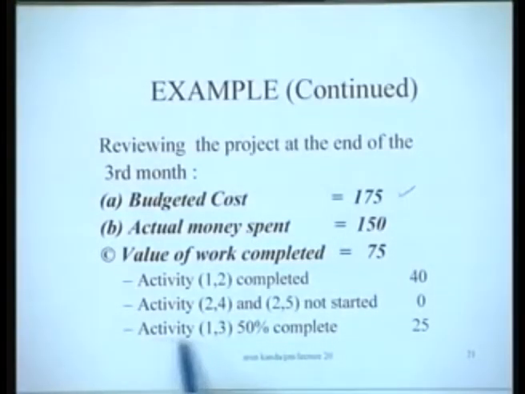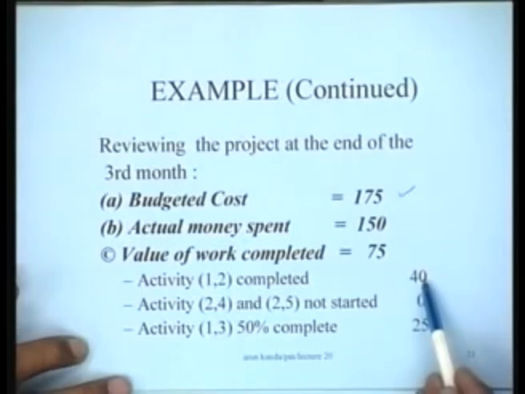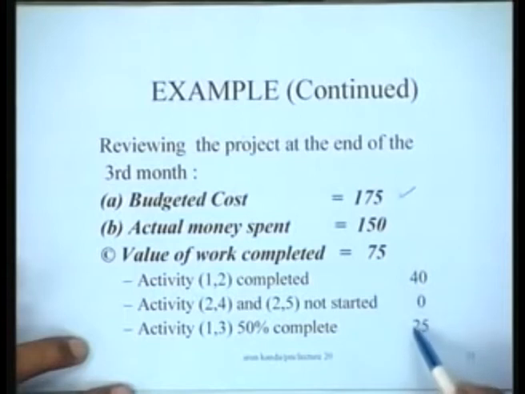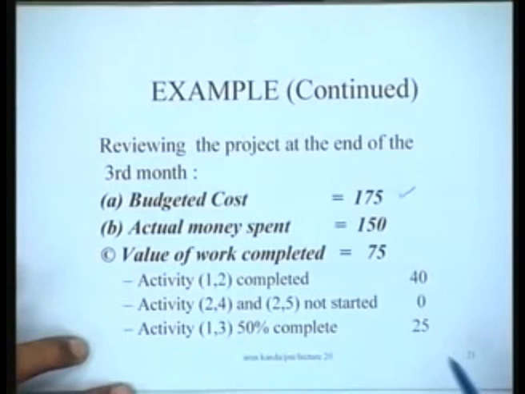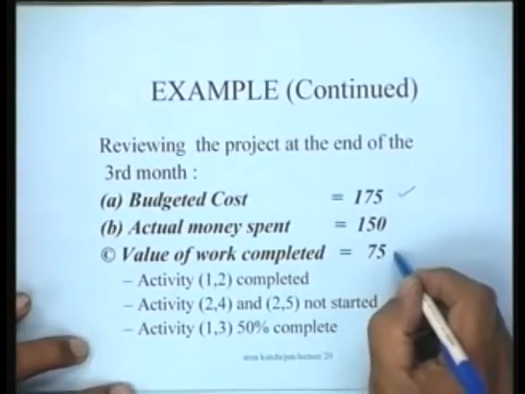So, based on this information about the site report for individual activities, we can say that for activity 1-2, 40,000 units of work has been done. Nothing has been done here, 25. So in fact, the total amount of work done should be 40 plus 25, which should be 65, right? So assume that 10 more units of work has been done somewhere, whatever it is. So the value of work completed is then of the order of 75,000 units.